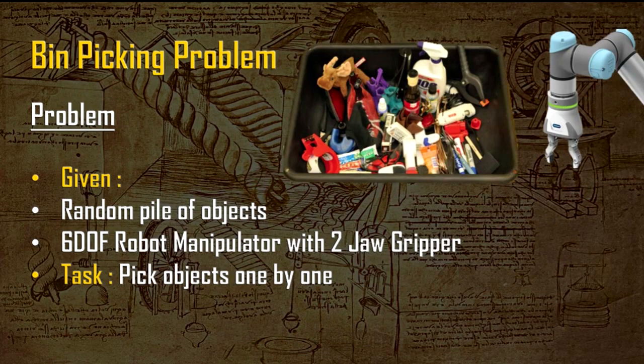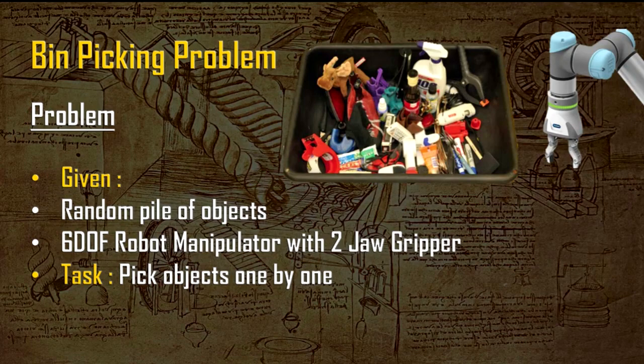So what is the bin picking problem? You can imagine a random pile of objects in a bin, and a robot has to pick them. That is how we define the bin picking problem. The given things are a random pile of objects and a 6 degree of freedom robot manipulator arm with a two jaw gripper. Ideally, many different types of grippers or robot manipulator arms could be used, but for this particular case I'm taking a 6 degree of freedom robot arm with a two jaw gripper, as you can see in the image, and the task will be to pick objects one by one.